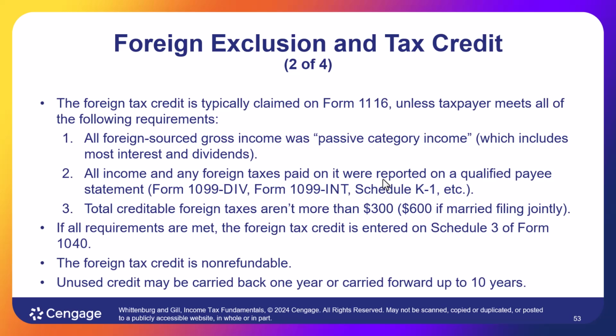All foreign source gross income was passive income. All income and any foreign taxes paid on dividends were reported on a qualified payee statement, div, interest, or K1. And the total credit for the foreign taxes isn't more than 300, or 600 filing joint. If all requirements are met, the foreign tax credit is entered on Schedule 3, Form 1040. Foreign tax credit is non-refundable. Any unused credit can be carried back 1 year or forward 10.